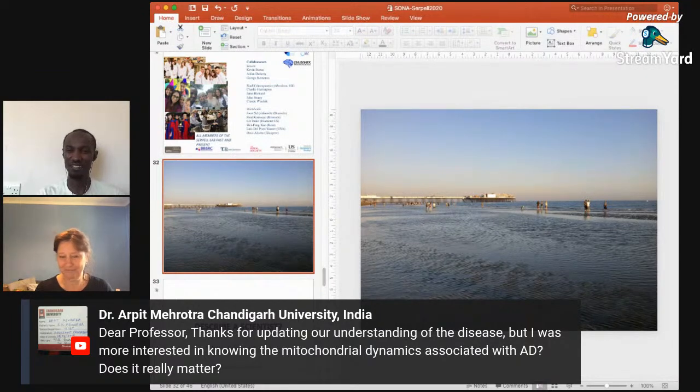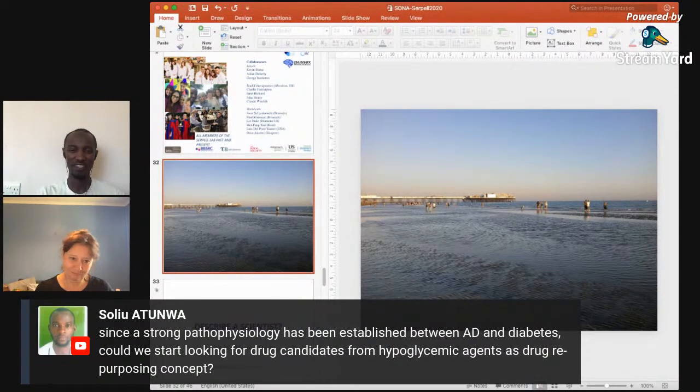We've got a couple of questions. Quite interesting. So we've got this question. He said, since a strong pathophysiology has been established between AD and diabetes, could we start looking for drug candidates for hypoglycemic agents as a drug repurposing concept?